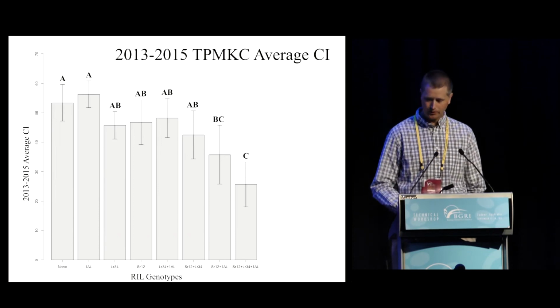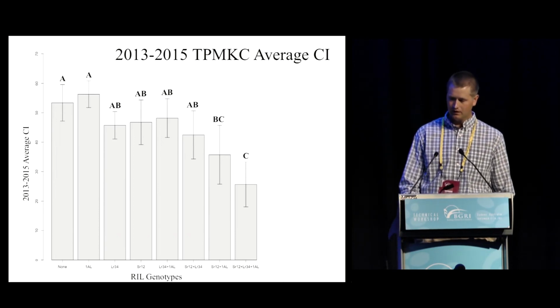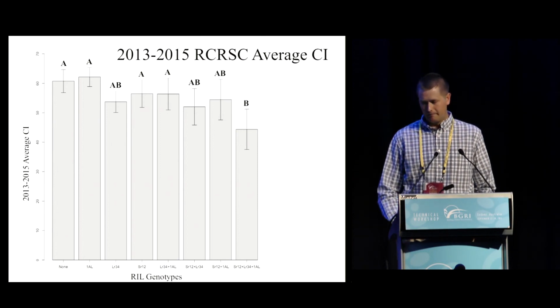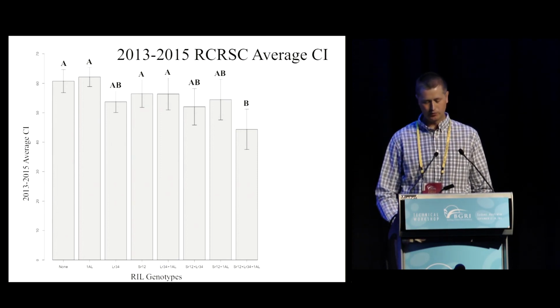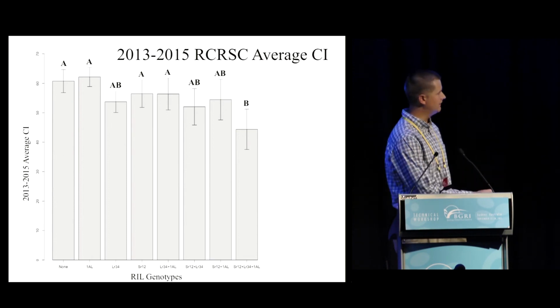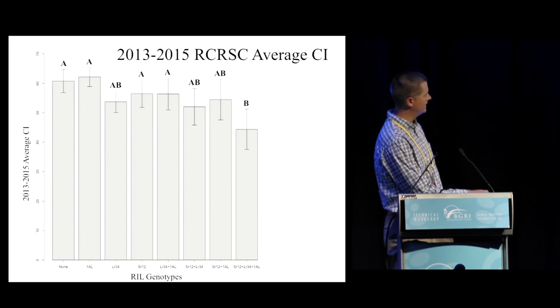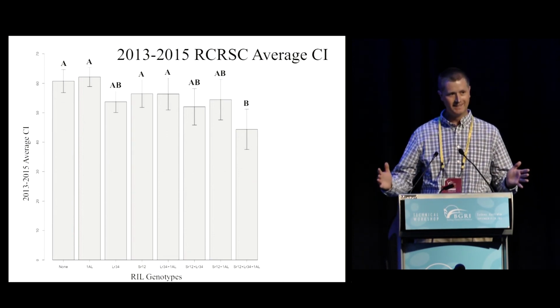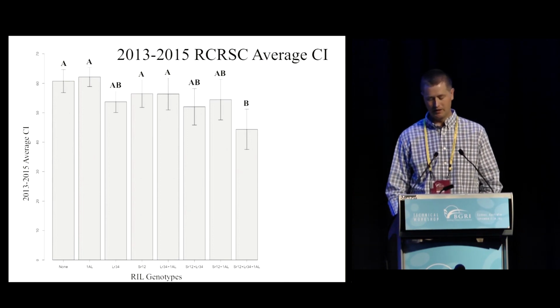And then finally, for race RSC, you see that the QTL means really weren't that great at all. Even if you did have all three of these strong QTL, you didn't reduce coefficient of infection that much. And so it seems like there are different levels of effectiveness of these QTLs.